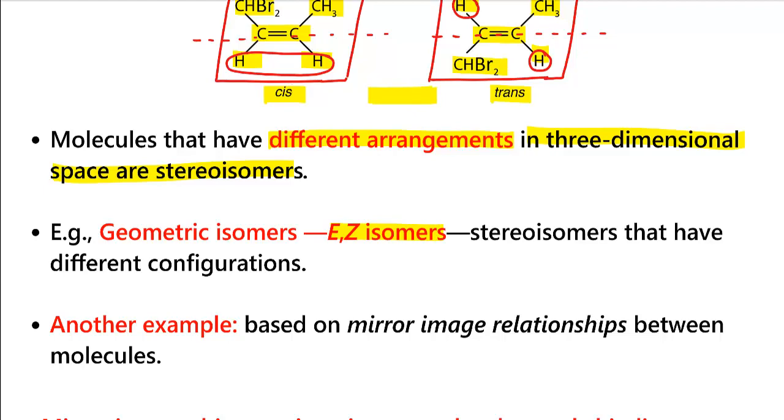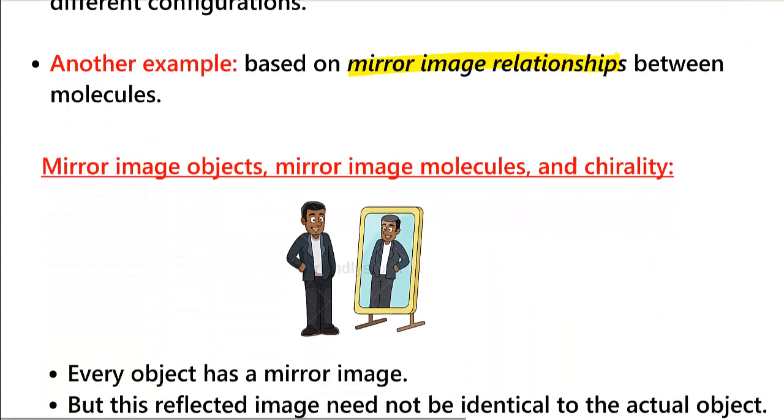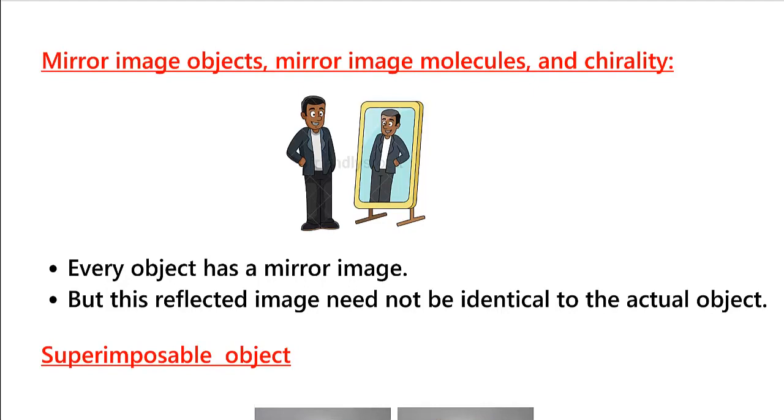Another kind of stereoisomers is based on a mirror image relationship. So we will see in this video what the other kind of stereoisomers is. One, as we discussed, is geometrical stereoisomers, in which you have different arrangements of atoms or groups in three-dimensional space. Similarly, we have another kind of stereoisomers based upon a mirror image relationship. Before that, let us see the meaning of mirror image of an object, mirror image of molecules, and what chirality is.